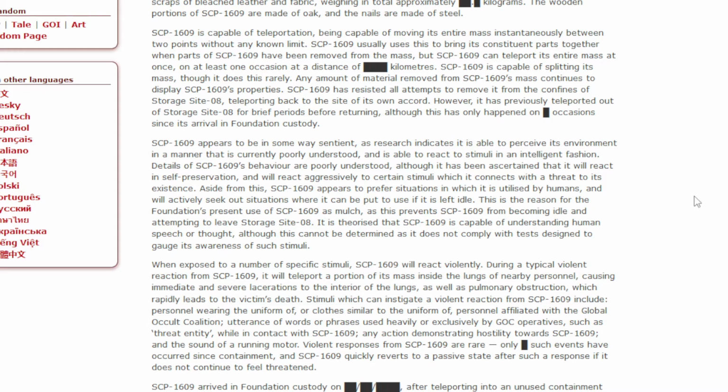Aside from this, 1609 appears to prefer situations in which it is utilized by humans, and will actively seek out situations where it can be put to use if left idle. This is the reason for the Foundation's use of it as mulch, as this prevents it from becoming idle and attempting to leave the storage site. It is theorized that it is capable of understanding human speech or thought, though this cannot be determined as it does not comply with the tests designed to gauge its awareness of such stimuli.